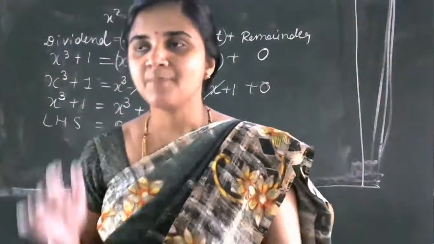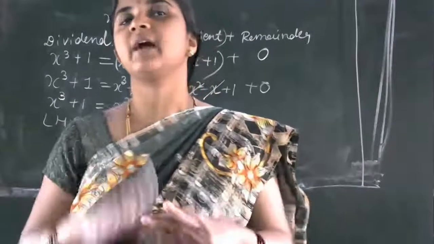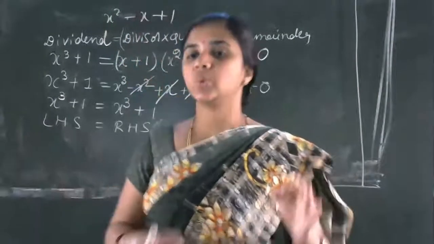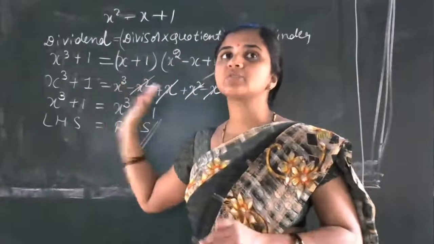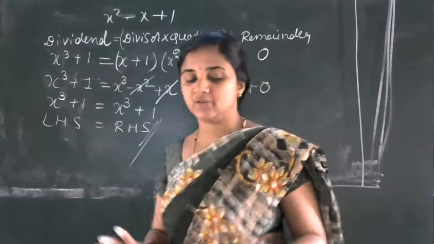Our problem is correct. We have got the right quotient and we have got the perfect remainder. So this is about the actual division method. For all the problems we have to do this verification part compulsorily. So this is about the actual division method.